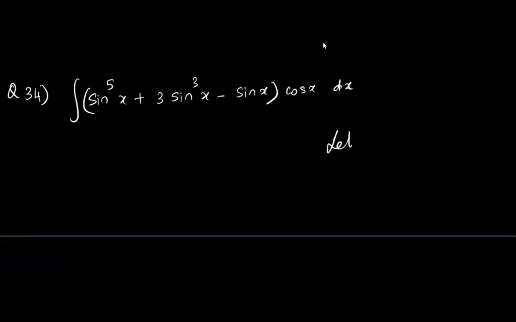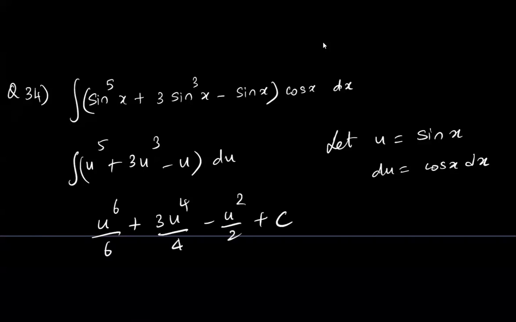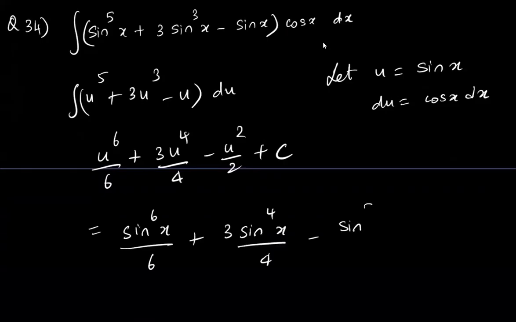Okay, here I'm going to make u sine x. Du is cosine x dx. So then this becomes u to the power of 5 plus 3u cubed minus u du, which is u to the power of 6 over 6 plus 3u to the power of 4 over 4 minus u squared over 2. Okay. So then my u is sine x. So I have sine to the power of 6 x over 6 plus 3 sine to the power of 4 x over 4 minus sine squared x over 2 plus c as my final answer.